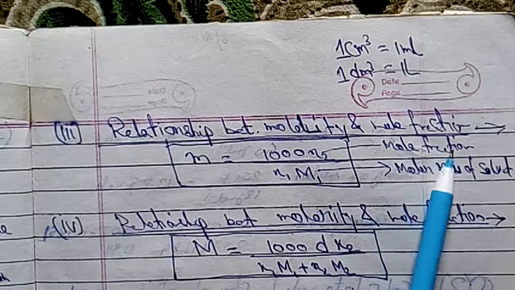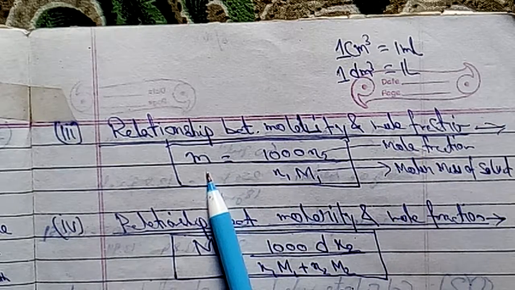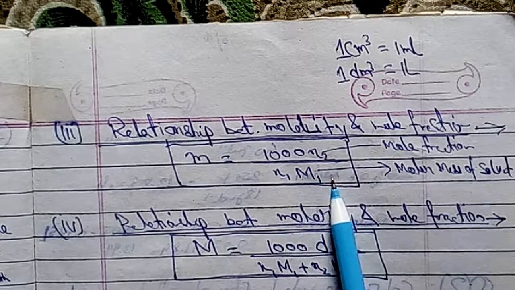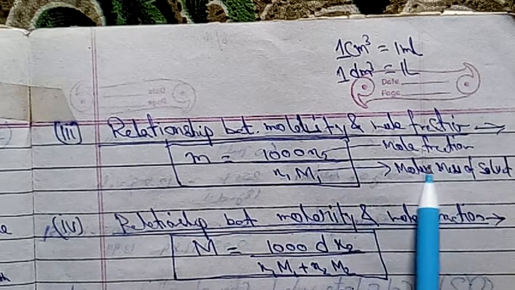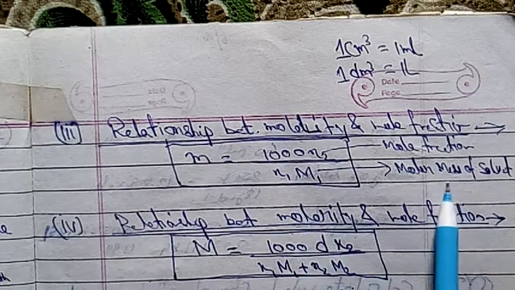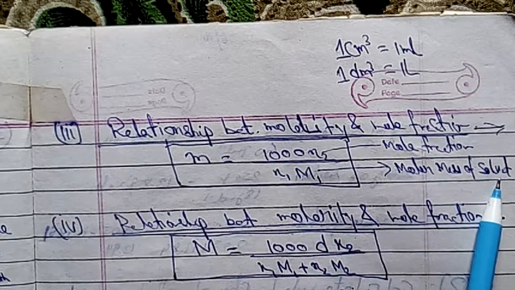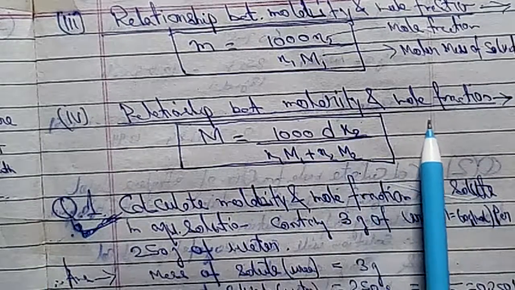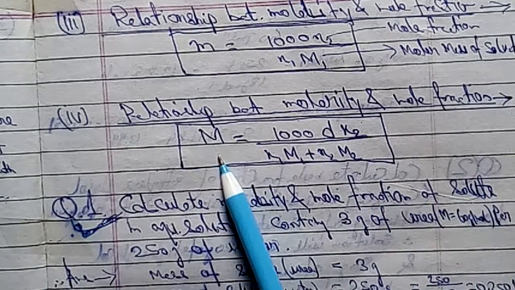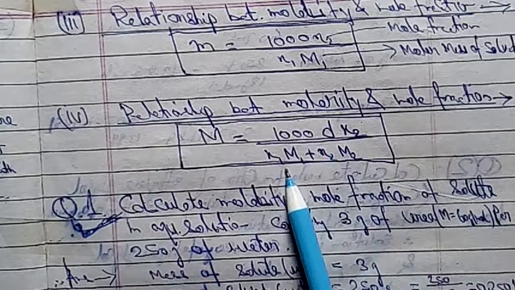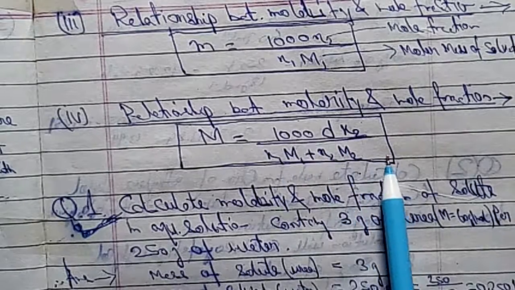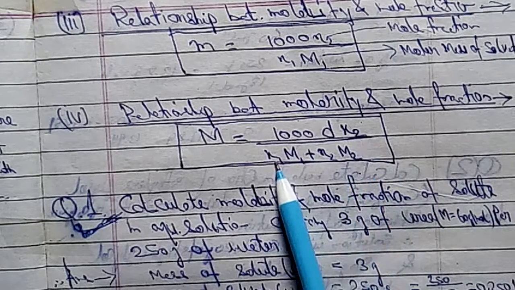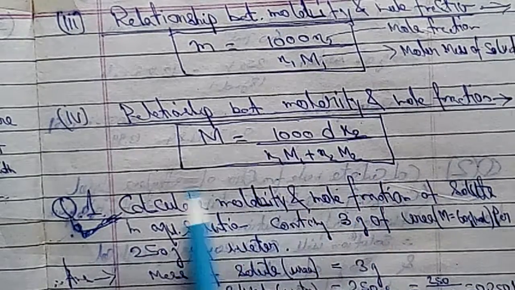Relationship between molality and mole fraction: molality m equals 1000 x2 divided by x1 M1, where x2 is the mole fraction of solute and M1 is the molar mass of solvent. In the same way, the relationship between molarity and mole fraction: molarity M equals 1000 d x2 divided by x1 M1 plus x2 M2. Here x2 is the mole fraction of solute and x1 is the mole fraction of solvent.